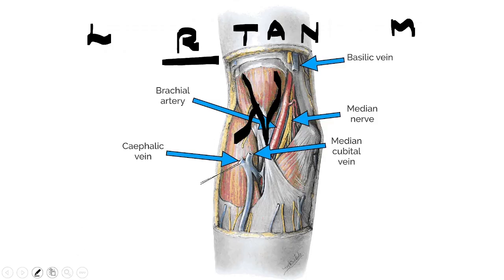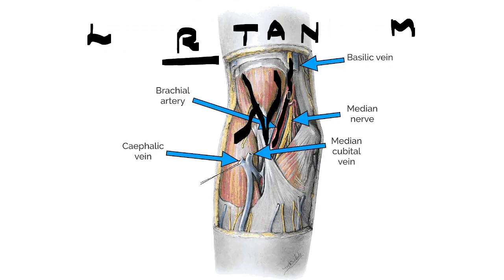And then close by, you would see an artery which is of very much importance. It is known as the brachial artery that supplies blood to the forearm and the distal part of the arm. So this is the brachial artery that you would see medial and in proximity to the bicep tendon.